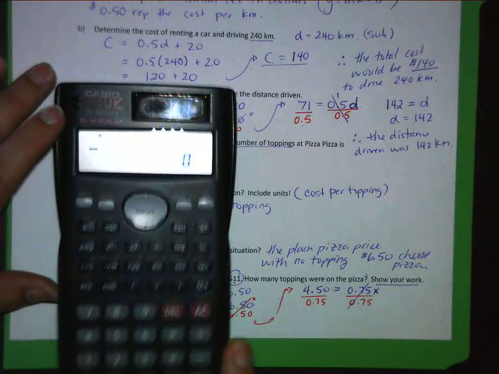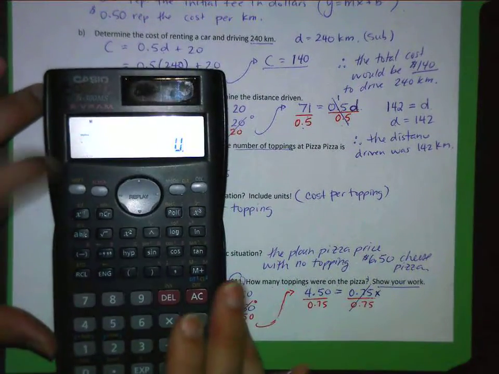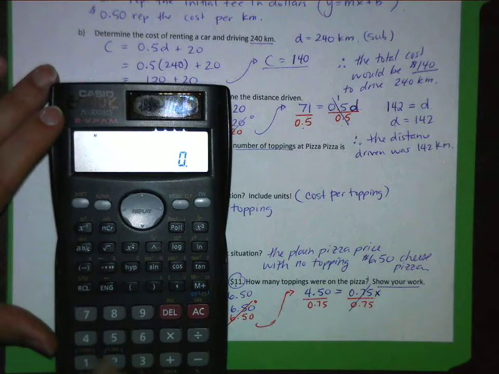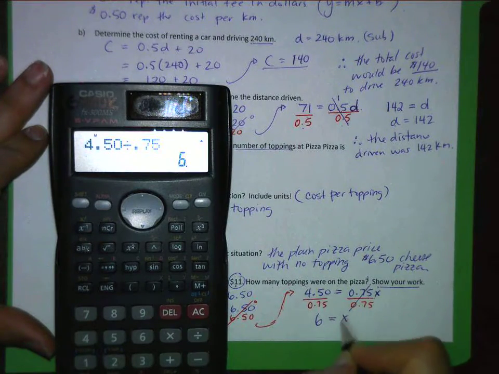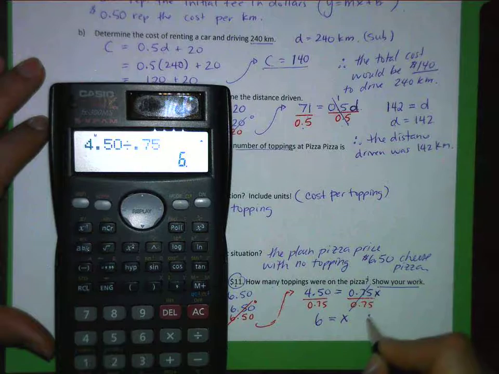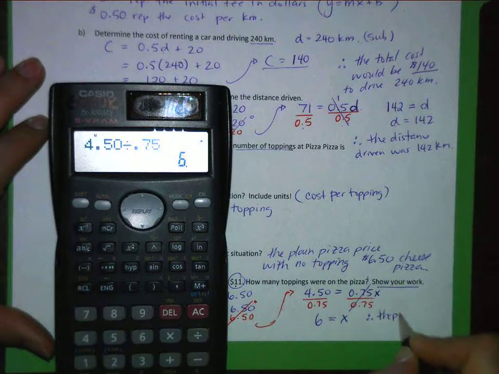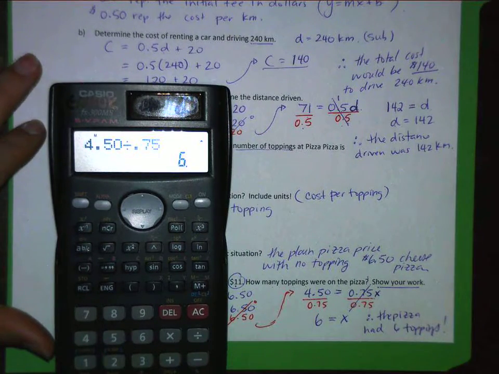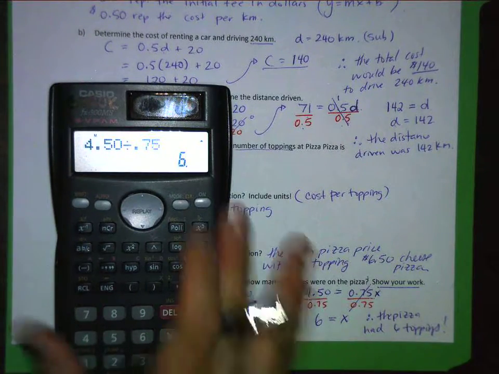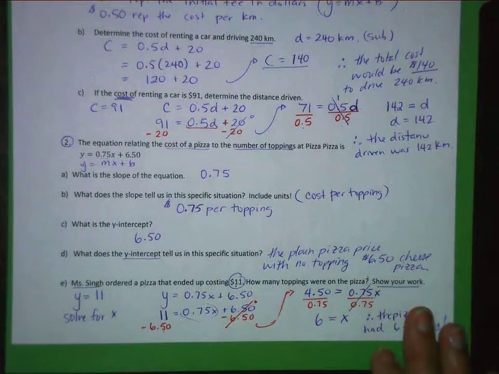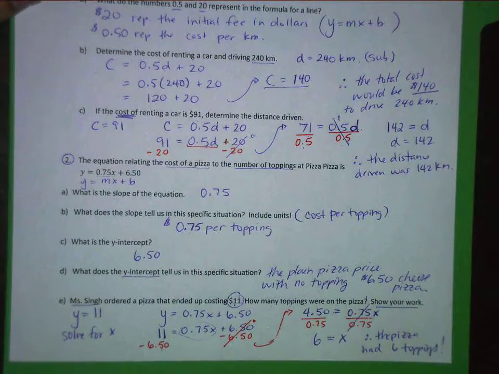I can't help you with your calculator the day of the exam. So 4.5 divided by 0.75 ends up being 6, a nice number. So what does that mean? It means, therefore, the pizza had 6 toppings. Done. Okay, and I'll do another video for the next one. But I'll just stop there so you can pause it and write down what you need to. Okay?